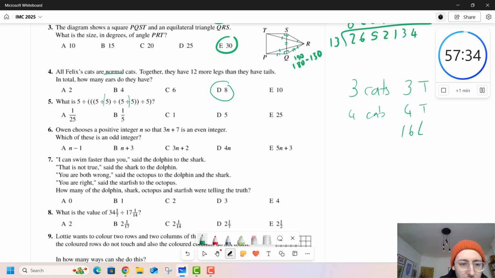So it's 5 divided by a fifth, 25. 1 divided by 1 is 1. 1 divided by a fifth is 1 divided by 5 is a fifth, 5 divided by a fifth, 25.